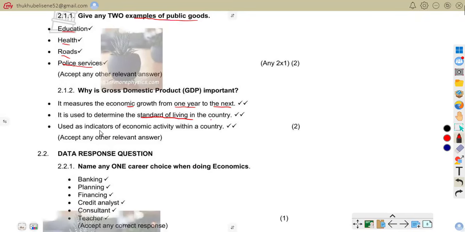It is also used as an indicator of economic activity within the country. So here we're talking about an indicator of economic what? Activity. So it simply says GDP shows how active business and industry are in producing goods and services. So if factories produce more products, it shows strong economic activity. Hope we are together on that. So now let us go to question 2.2.